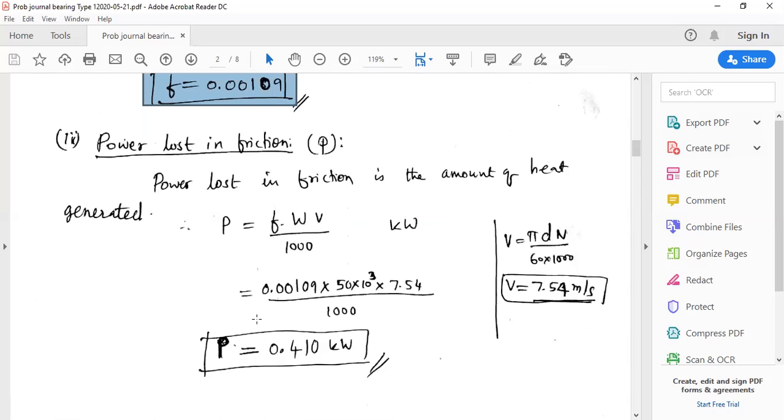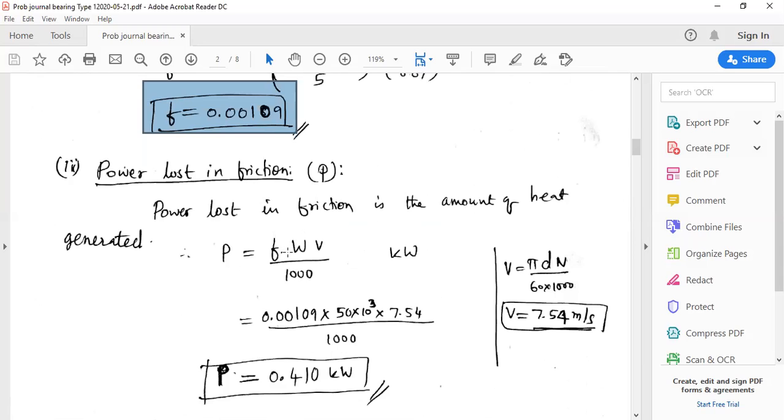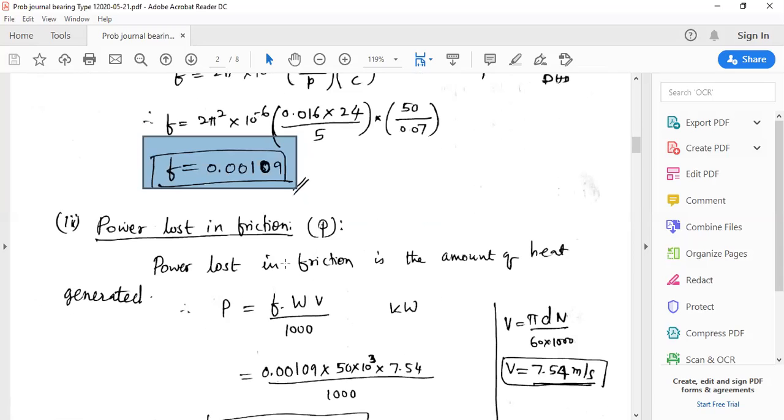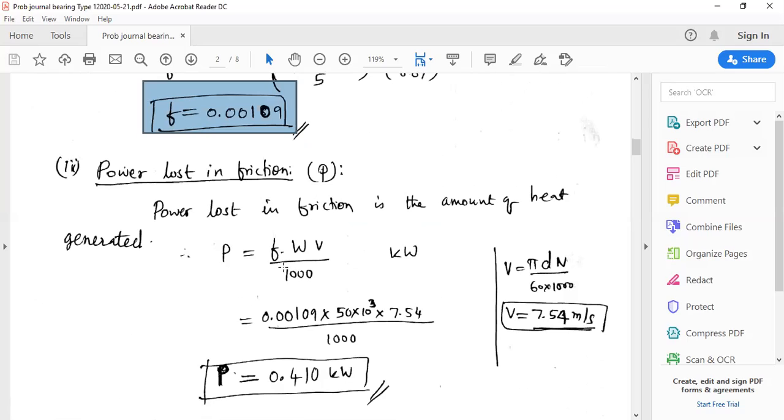If the bearing is not specified as lightly loaded, or Petrov's equation is not asked for, in that case we have to use another equation, which is available as equation number 15.4b on the same page.